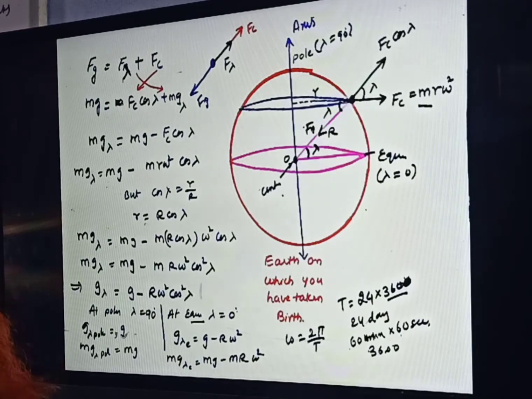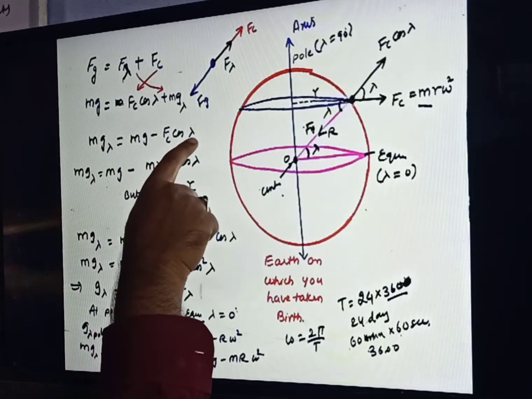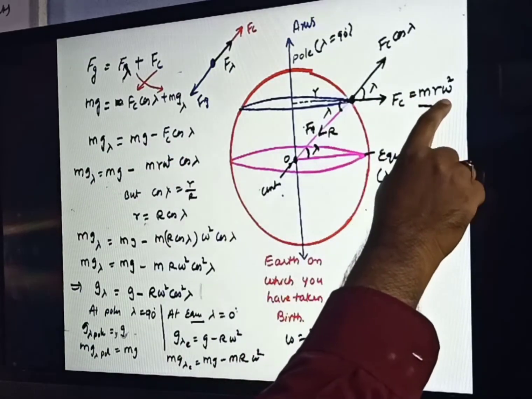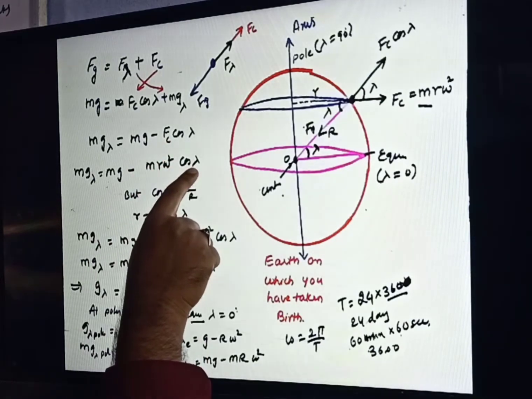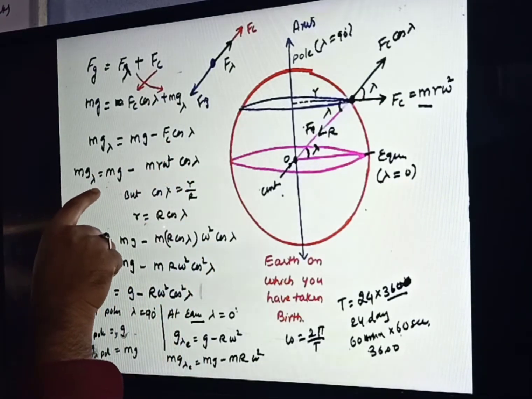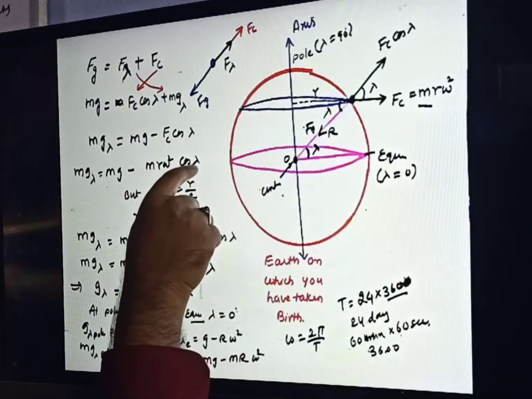Let us see what is going to happen now. This is mg minus Fc cos lambda. I told you Fc is equal to m r omega square. So instead of Fc, you will write m r omega square times cos lambda. Therefore, mg lambda is equal to mg minus Fc, that means mg minus m r omega square into cos lambda.